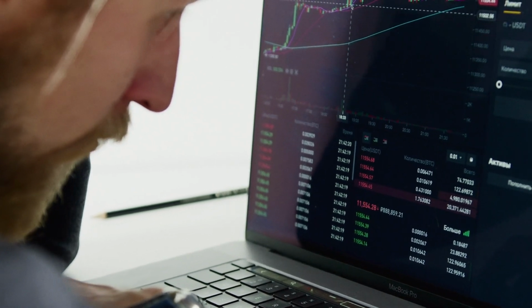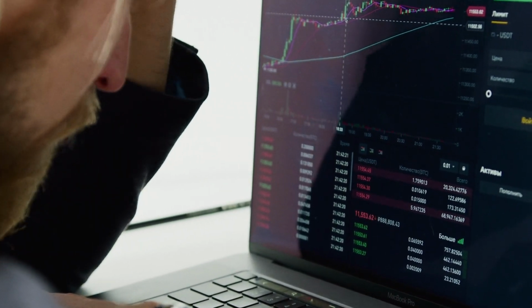In this class, we will explore the world of futures trading, a strategy that involves buying or selling contracts to buy or sell an asset at a predetermined price on a future date.